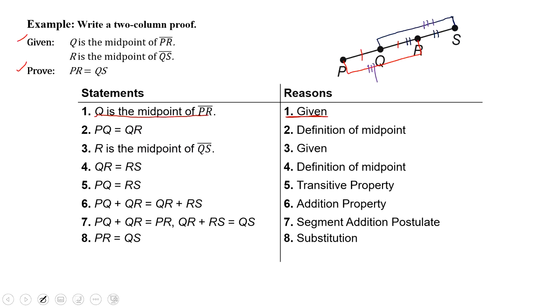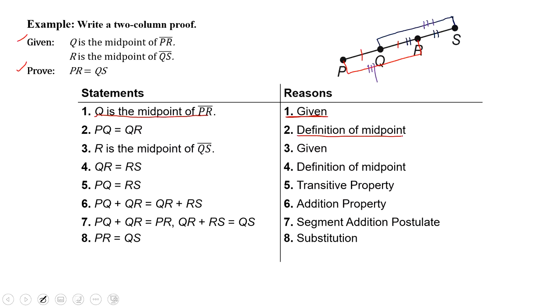Our next statement, from what we know about midpoints and what we've drawn on the graph, is that PQ is equal to QR. Again, that is the definition of a midpoint. The midpoint of a line segment divides the line segment into 2 equal halves. Those 2 segments are PQ and QR. Definition of midpoint, we know they're equal.